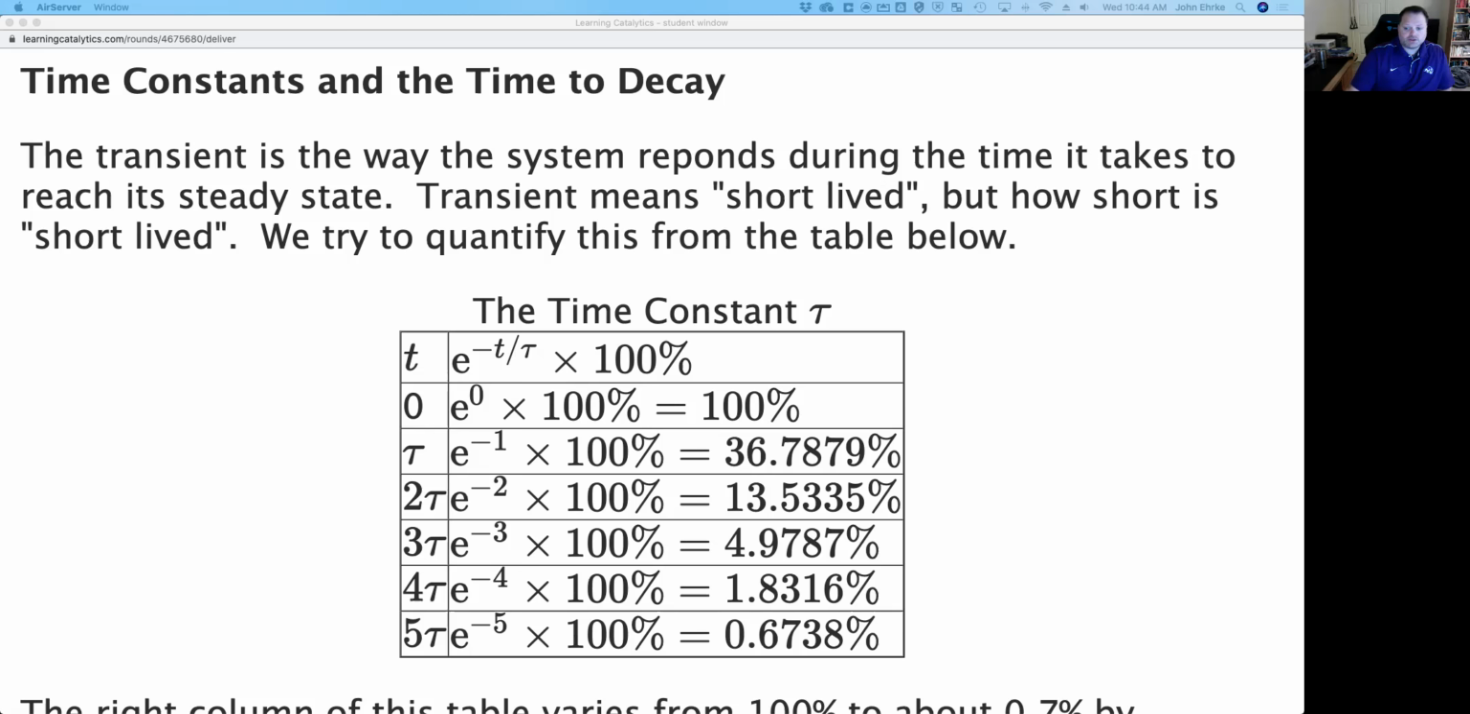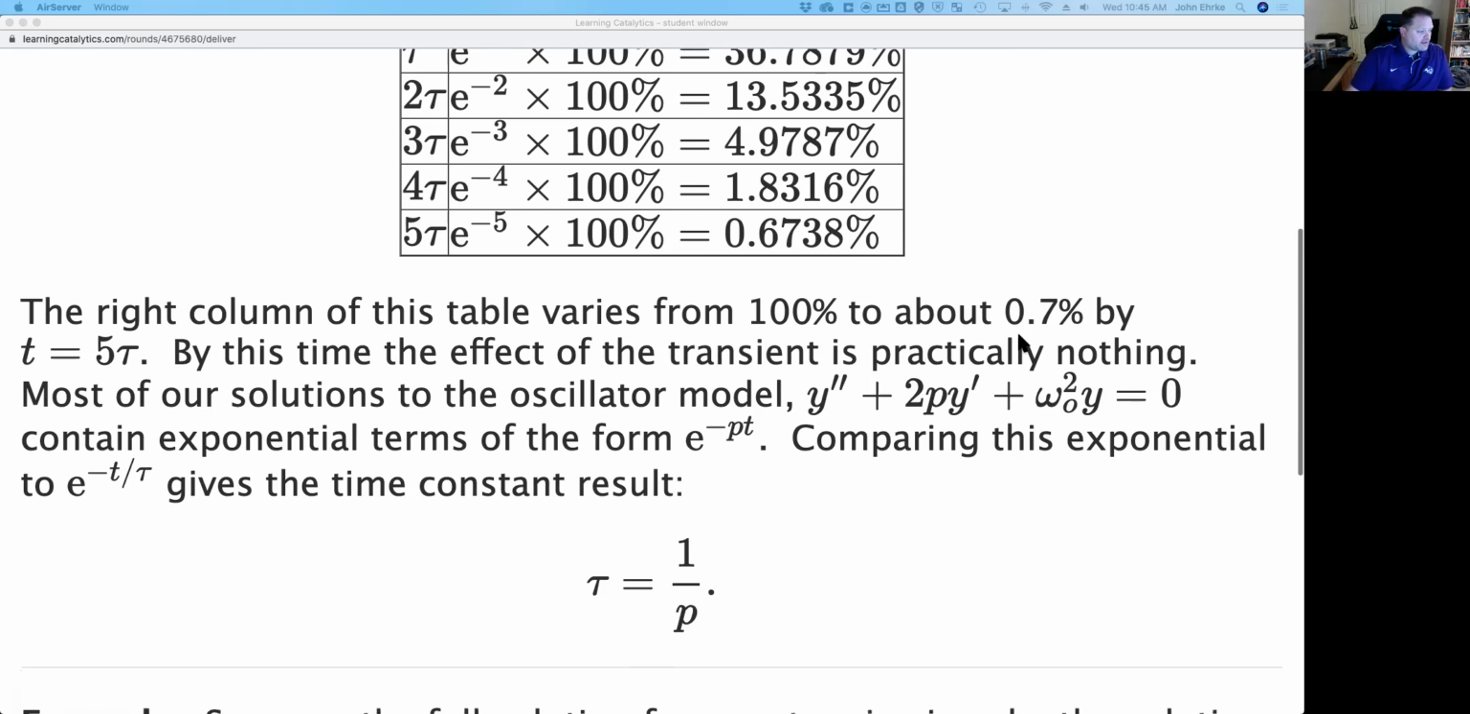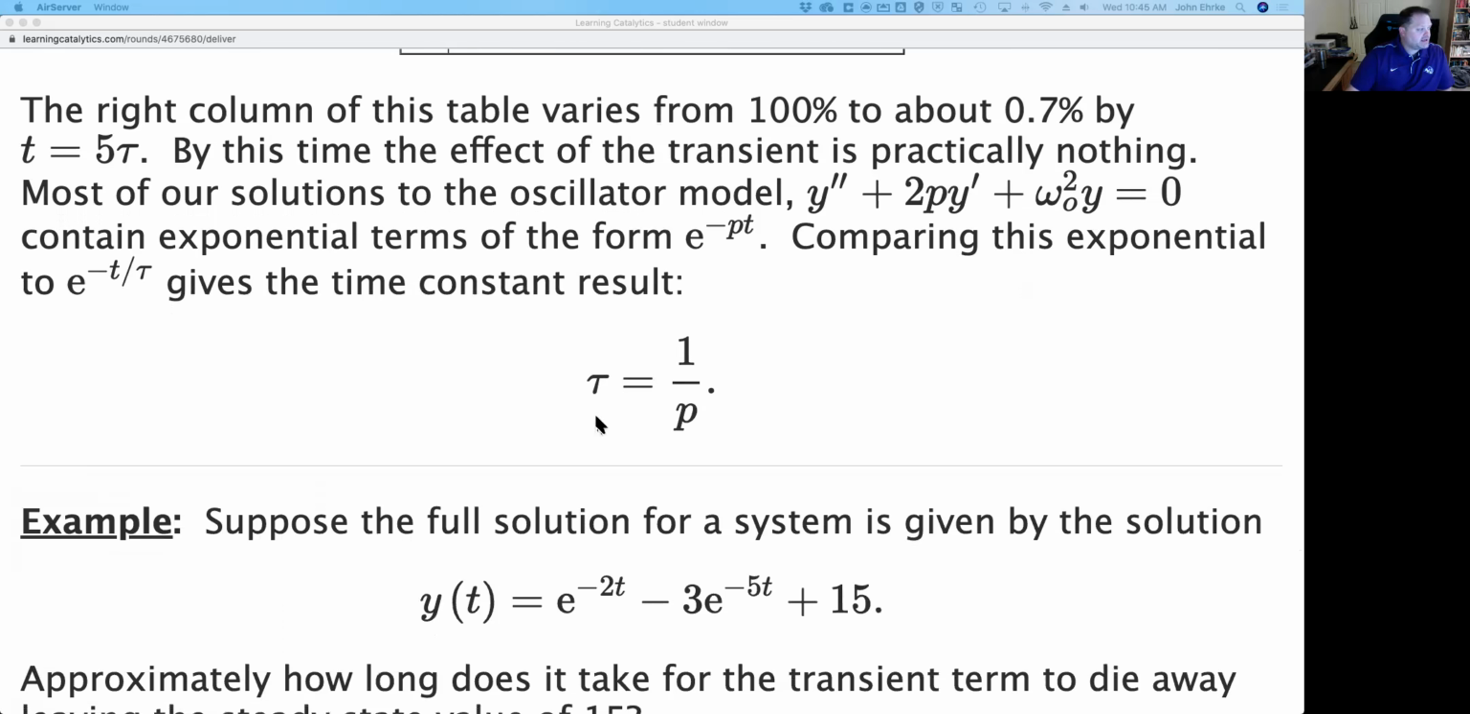So what I want to do with this is take a look at what happens in our solutions. Our solutions are going to contain exponential terms of the form e to the minus pt. And remember, tau was what we divided by t. So tau is going to be the reciprocal of whatever the number is that's in front of t in the decaying exponential. So if this is e to the minus 7t, then tau is 1/7, okay?